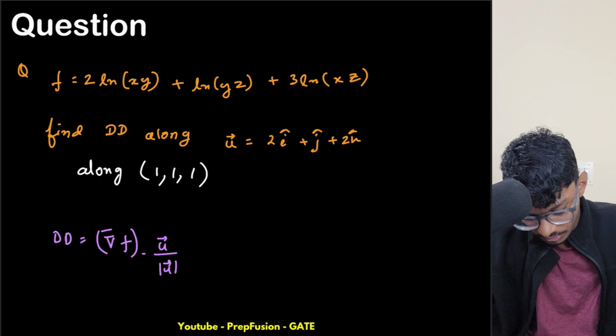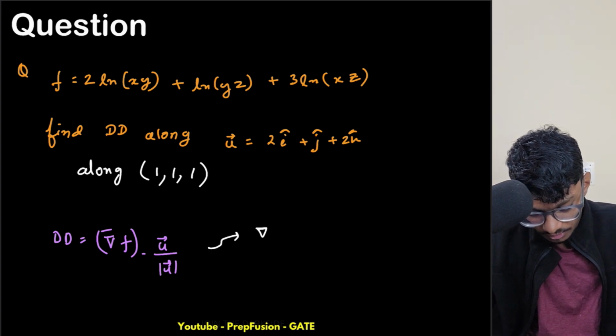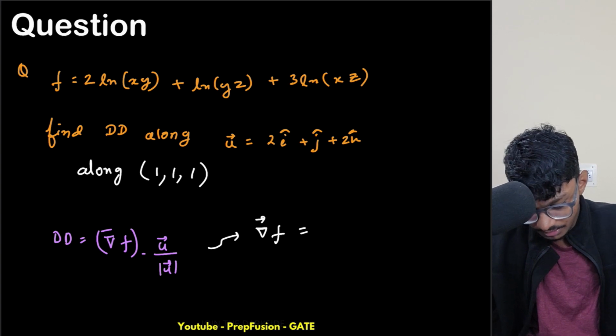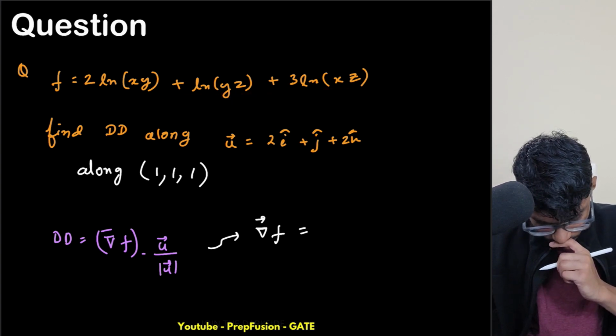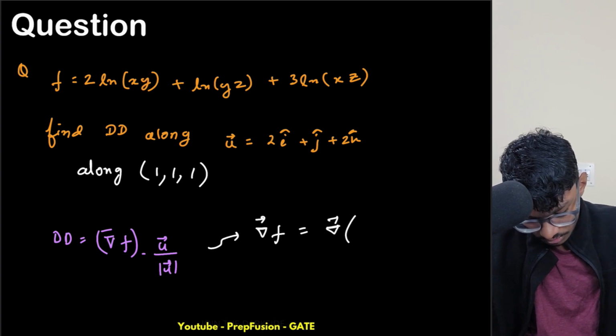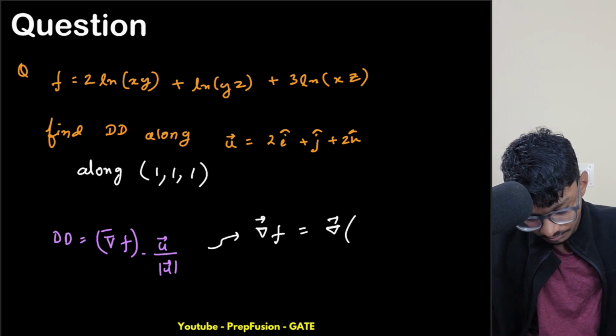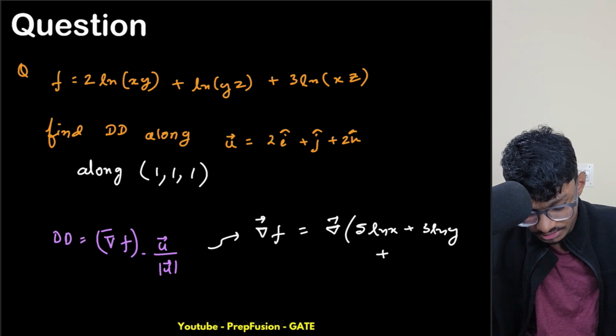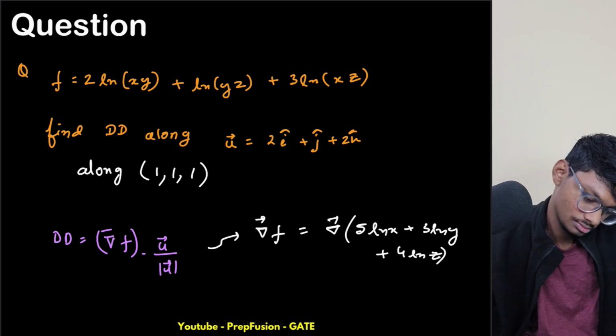So what you have to do is find del of f. What you can do is simply write in terms of x, y and z. First let me write in terms of x, y and z, then I will do it. So this is 2 ln x plus 2 ln y. So this will be 5 ln x plus this is 3 ln y. I'm just doing it for my convenience, and this is 3 ln z, and this is ln z. So this is 4 ln z.